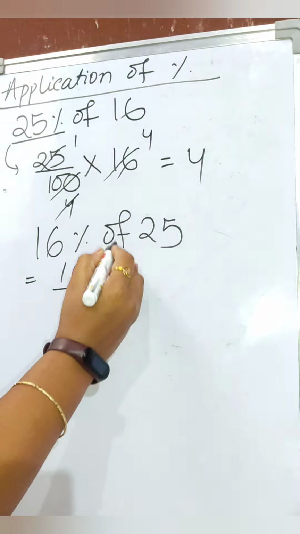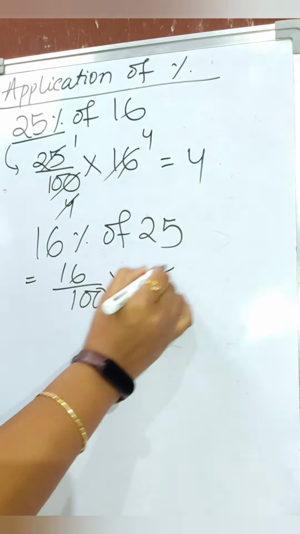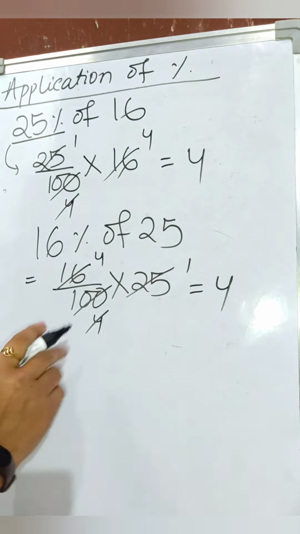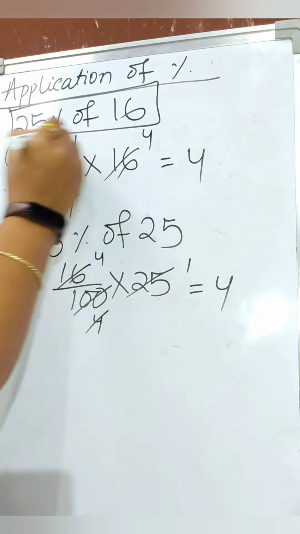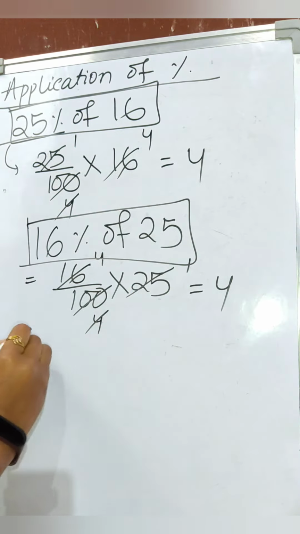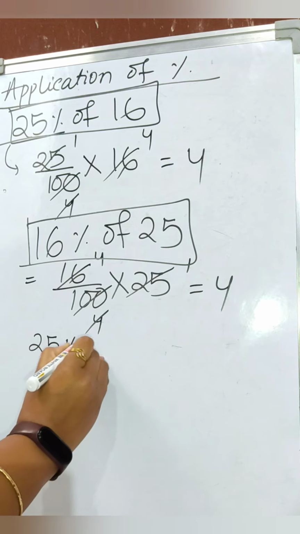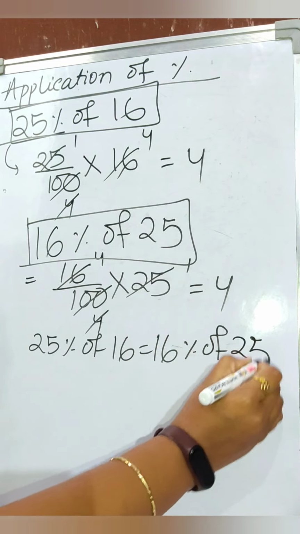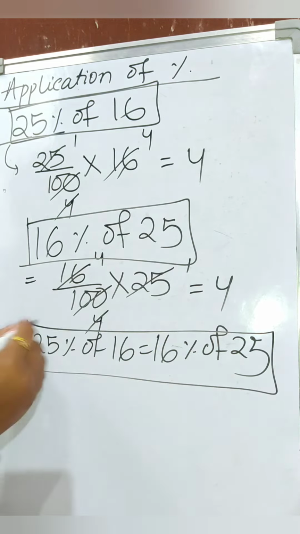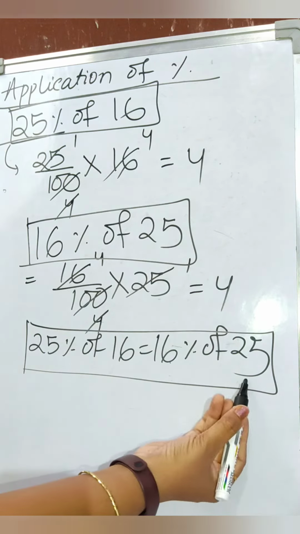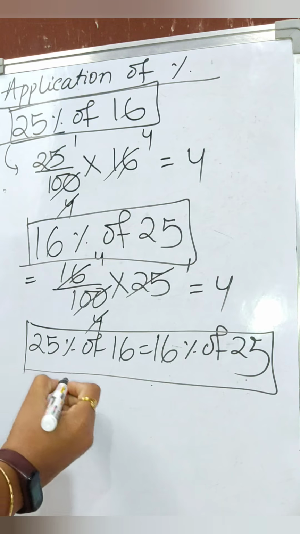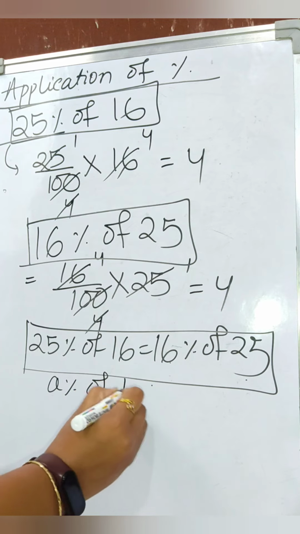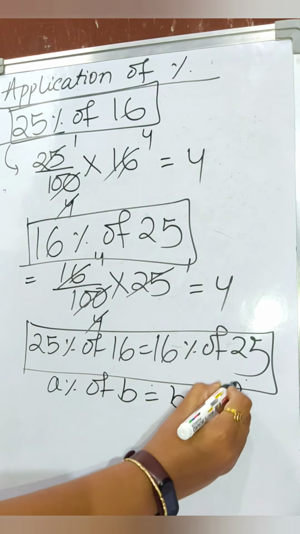Similarly 16% of 25, where we know that 16% means 16 by 100, of means multiplication, into 25. 25 fours are 100, 4 fours are 16. So here we come to know that 25% of 16 and 16% of 25 are both the same. Am I right? So when you get this type of question, you can easily do this. Whether it is 25% of 16 or 16% of 25, only the numbers have exchanged their places. Now you will get the same answer. It means A percentage of B is equal to B percentage of A.